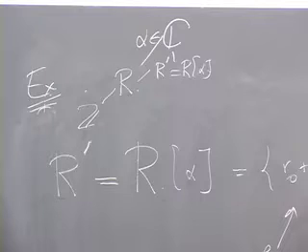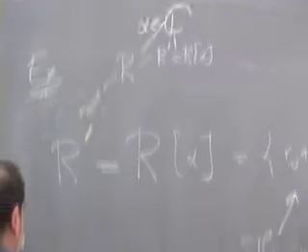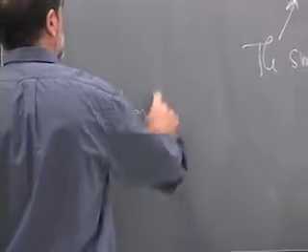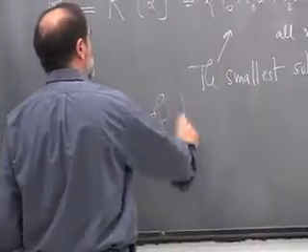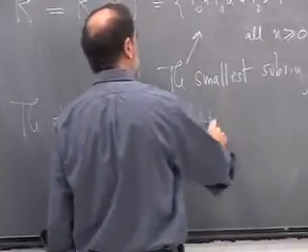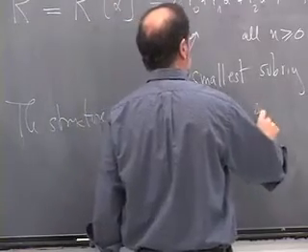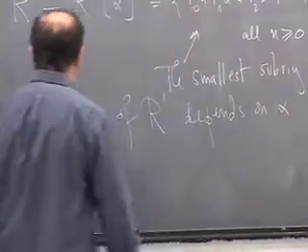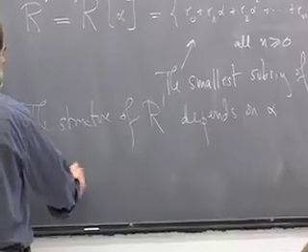Now what this ring looks like depends completely on what alpha is. So let me give you two completely different examples. The structure of R prime depends on alpha. For example, this is stupid.